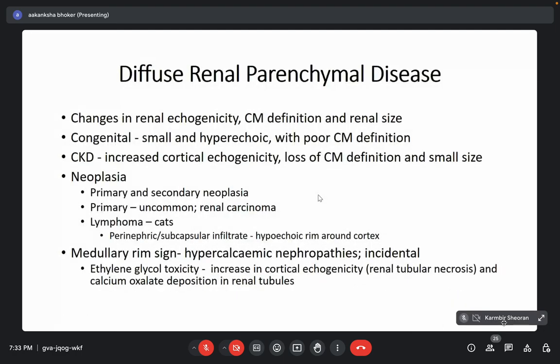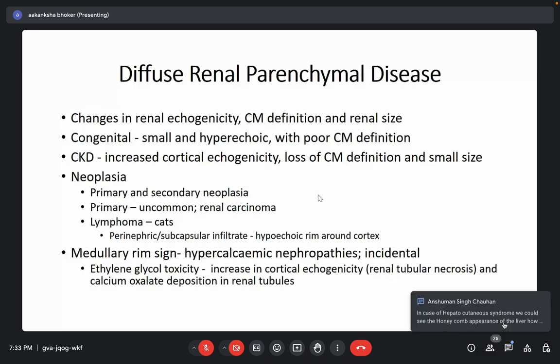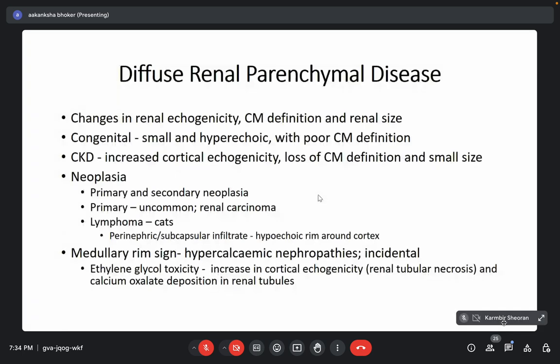Then there can be diffuse renal parenchymal disease. In diffuse disease, there will be changes in size, echogenicity, and the corticomedullary differentiation. It can be used to differentiate acute from chronic kidney diseases, and we can see some neoplasia as parenchymal disorders. Then ethylene glycol toxicity, or maybe hypercalcemic nephrosis, are associated with the medullary rim sign. All of these images we will see in the upcoming slides.